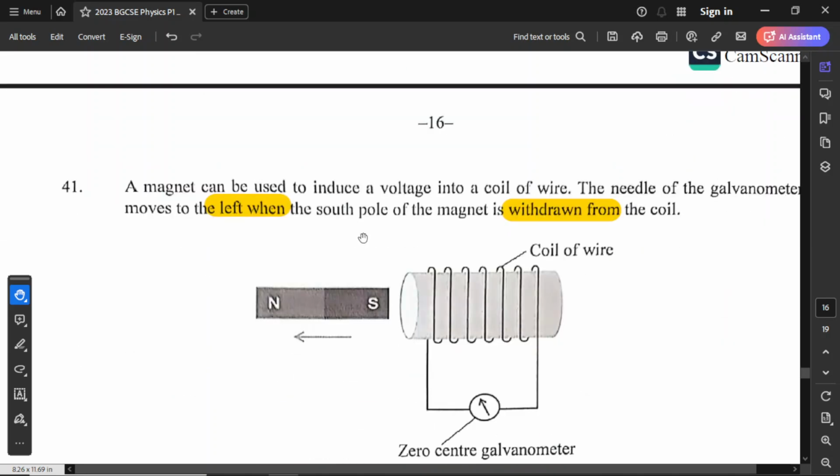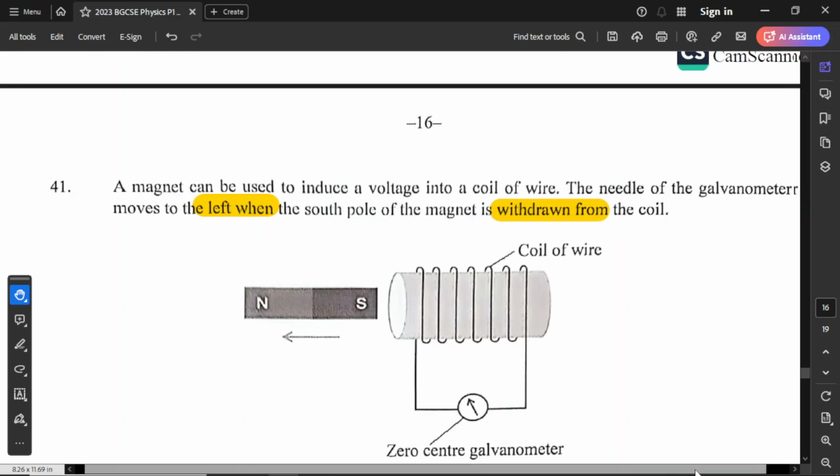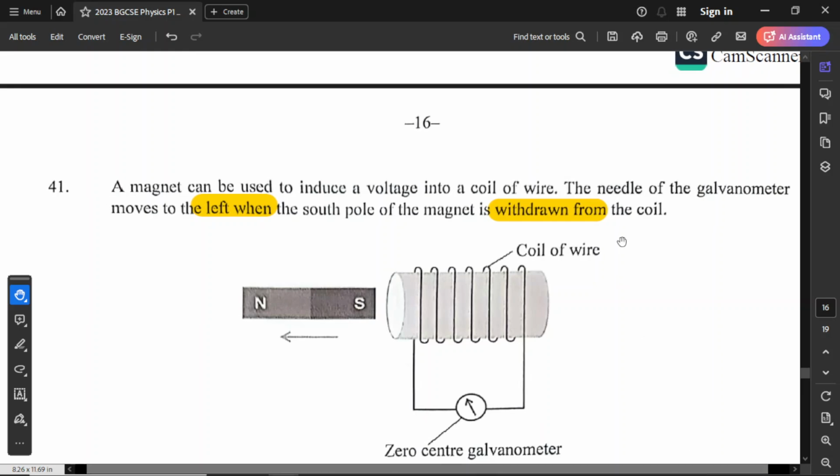For 41, a magnet can be used to induce a voltage into a coil of wire. The needle of the galvanometer moves to the left when the south pole of the magnet is withdrawn from the coil. So please make a note right here. When we move this left, the galvanometer deflects towards the left. That's very important to note: it happens when you're withdrawing the magnet from the coil.